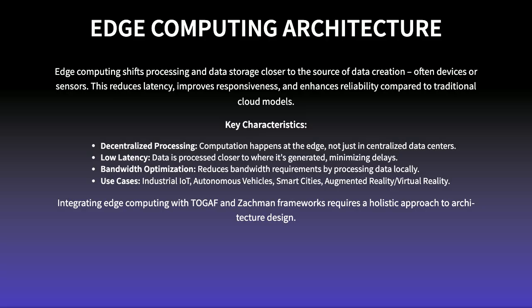Think about factories with lots of sensors or augmented reality apps. These are prime examples where edge computing really shines. And when you're designing an architecture for something like this, it's really important to consider how it fits in alongside established frameworks like TOGAF and Zachman.